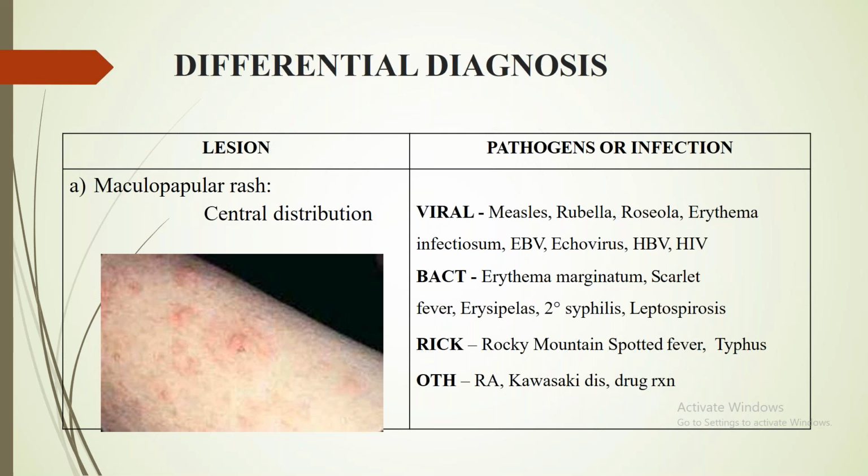So our role as a doctor is to provide relief or treatment to the concerned child, but also to prevent further spread in the neighborhood, in the hospital, and in other community areas. According to the kind of lesions that you find, this is a tabulated form of common causes. For example, maculopapular lesions, which are central in distribution, are most commonly caused by viruses like measles, rubella, HIV, or bacteria like scarlet fever and syphilis. They are the common causes of maculopapular rash.